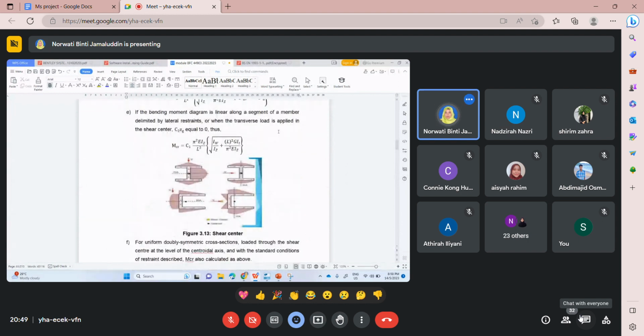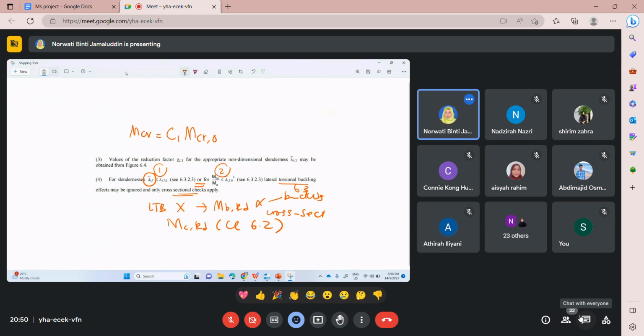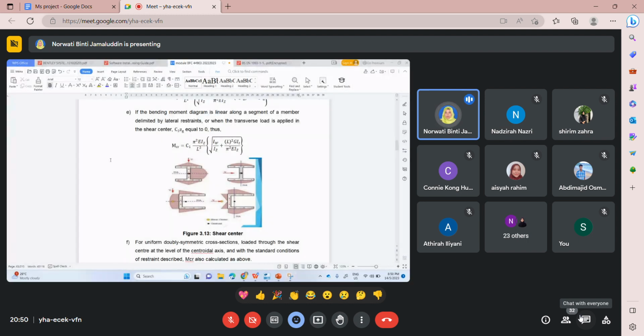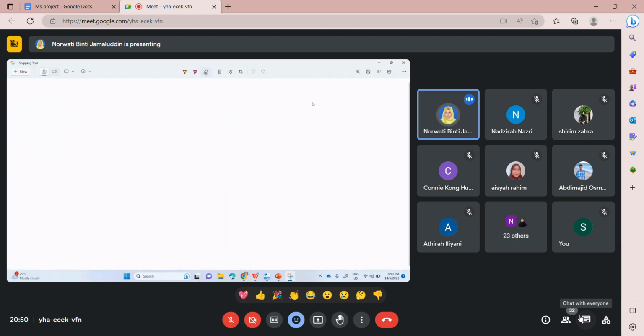Why is it segment? Segment, what does it mean? Segment means that you can have a beam, but with a specific location that is restrained at a specific point. What does that mean? You can have a beam, like this beam.